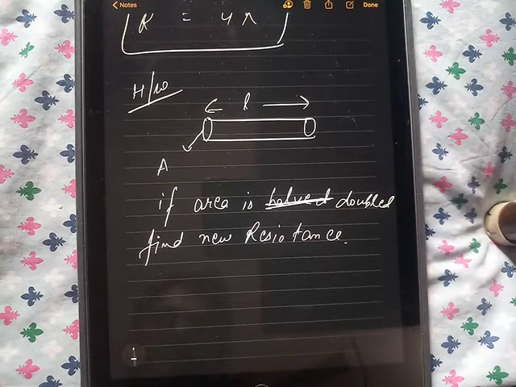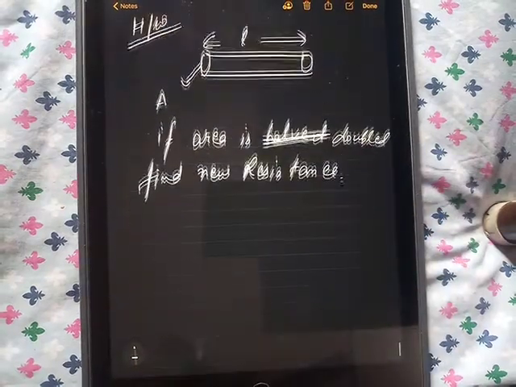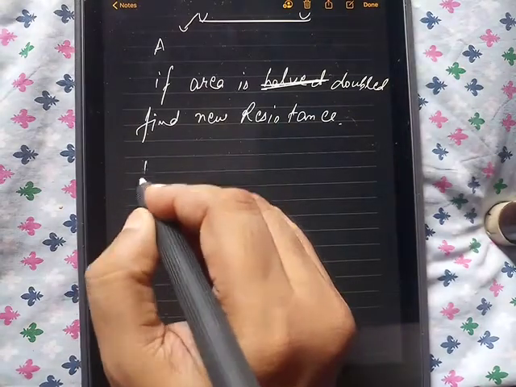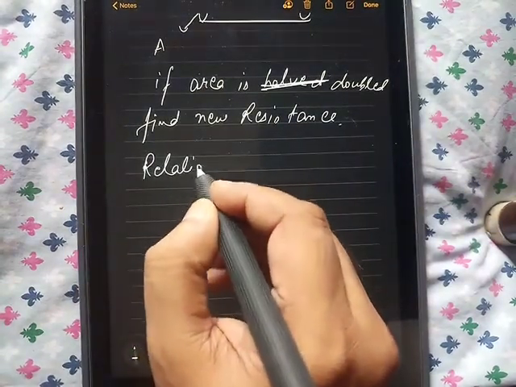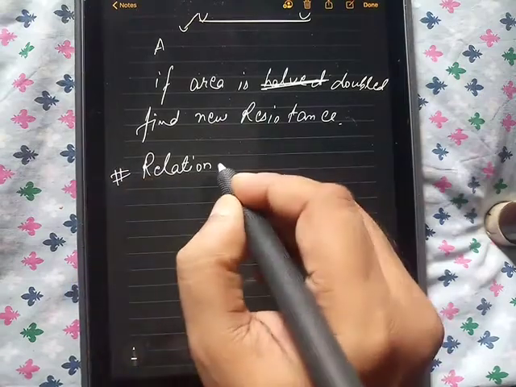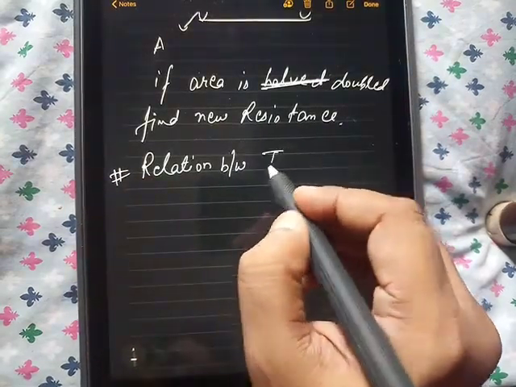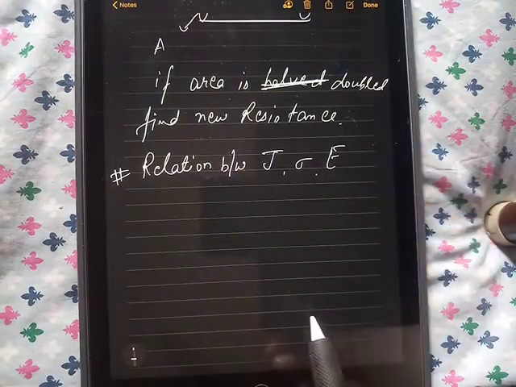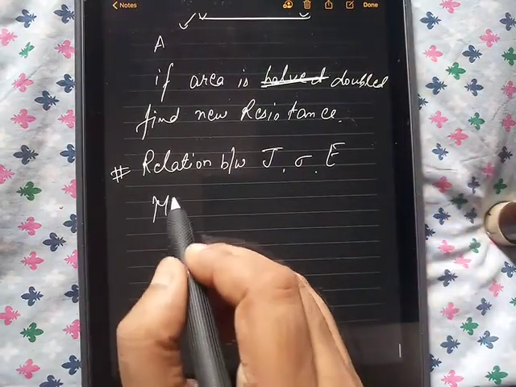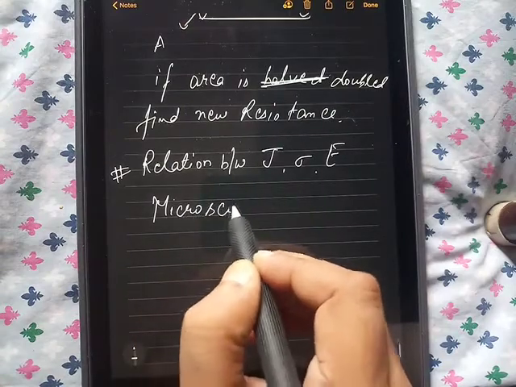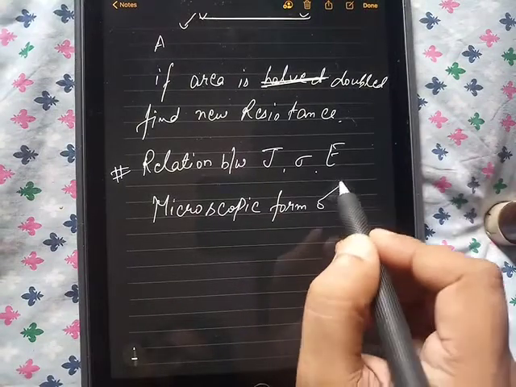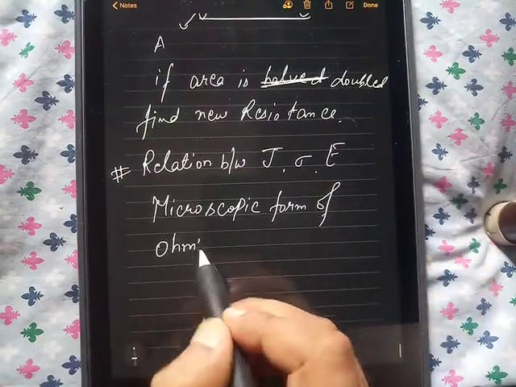Now there are relations between different terms which we have to derive and also learn. A relation between J, sigma and E. It is also called the microscopic form of Ohm's law.